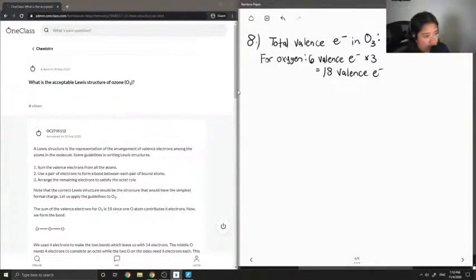Okay, so now I'm just going to draw all my oxygens out like this. With each bond, there are 2 electrons involved, so right now I have 4. And the next thing I want to do is just write out all the valence electrons on the terminal oxygens.